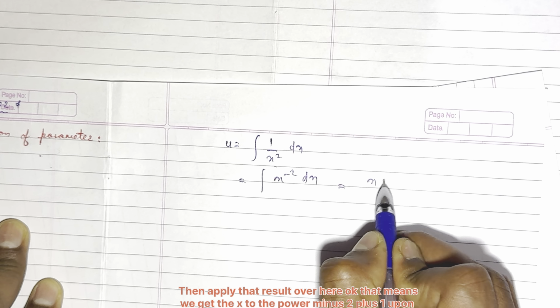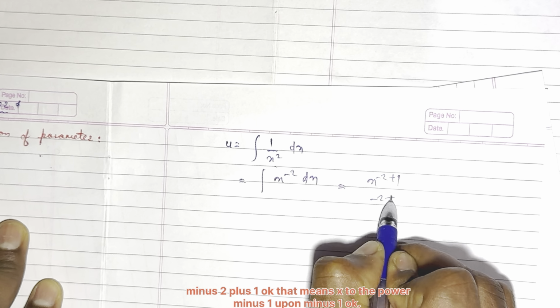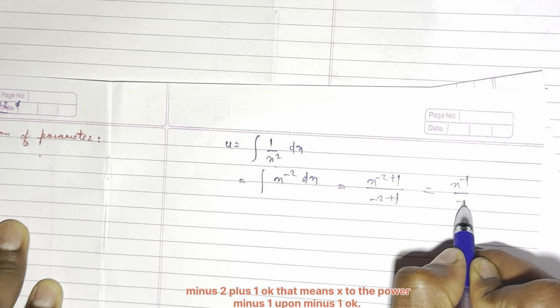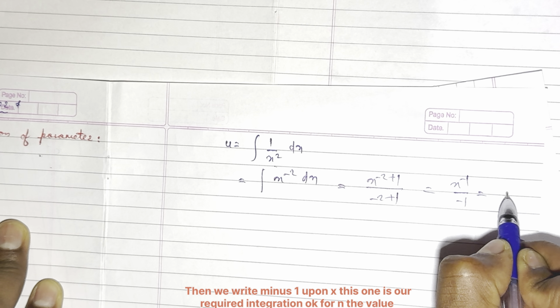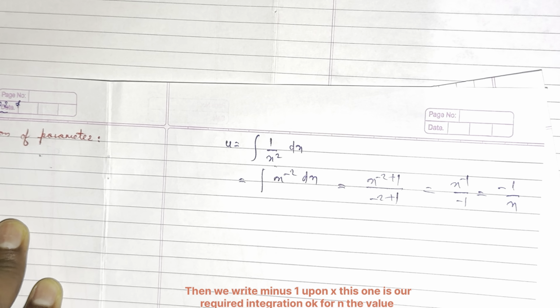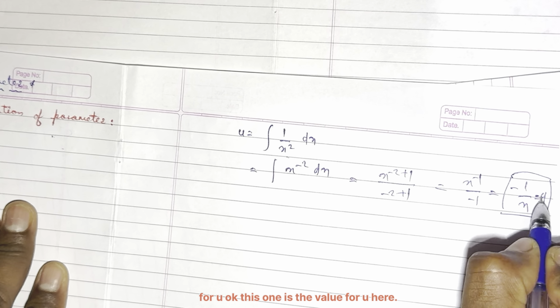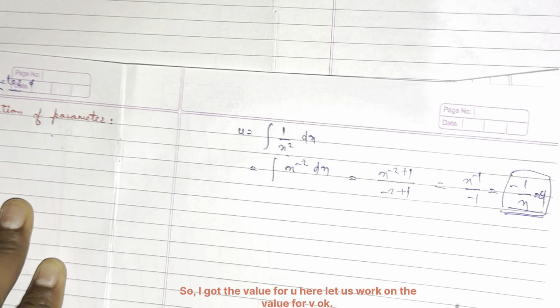Then we get x to the power minus 2 plus 1 upon minus 2 plus 1, that means x to the power minus 1 upon minus 1. Then we write minus 1 upon x. This one is our required integration, and this is the value for u here.